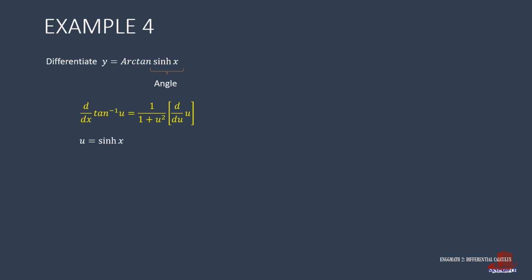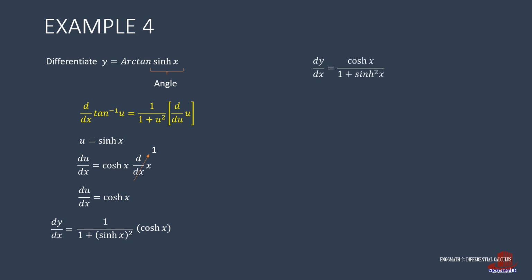First is u, which is solved as hyperbolic sine of x. Then its derivative is hyperbolic cosine with chain rule dx over dx. The last part is simplified as 1, creating du over dx as hyperbolic cosine of x. Now all we need to do is substitute the parameters to the format, creating 1 over 1 plus the square of hyperbolic sine. Then attach chain rule as hyperbolic cosine of x. Simplifying the term, we get hyperbolic cosine of x over 1 plus hyperbolic sine squared of x.